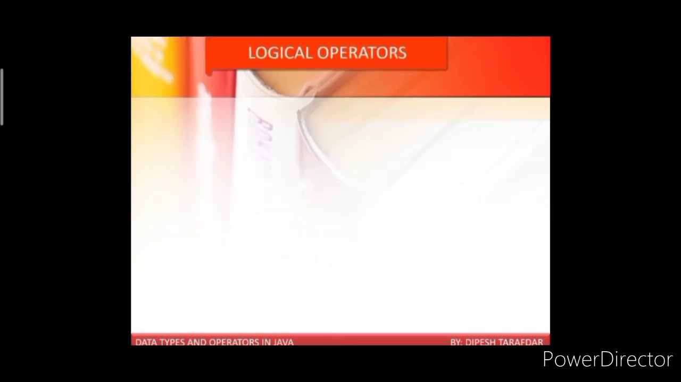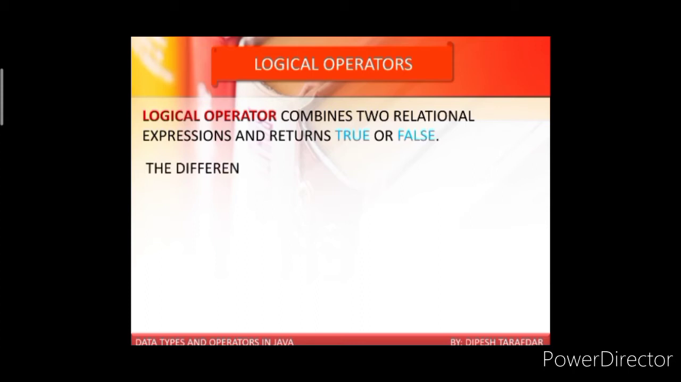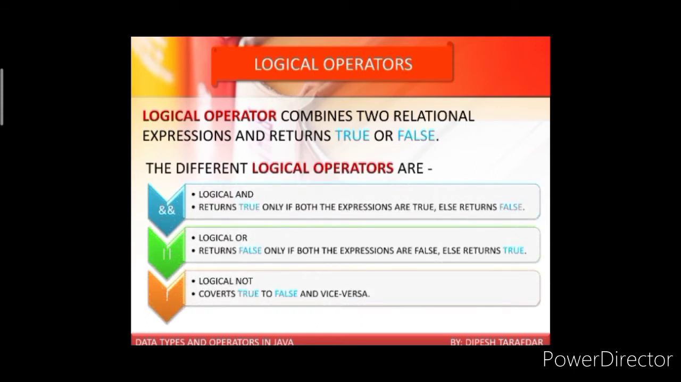Next we have the logical operators. The logical operators combine two relational expressions and return true or false. The different logical operators are logical AND, which is represented by the ampersand sign, which we write twice, logical OR, which is represented by the pipe sign, that is 2 vertical lines, and logical NOT, which is represented by an exclamation mark.